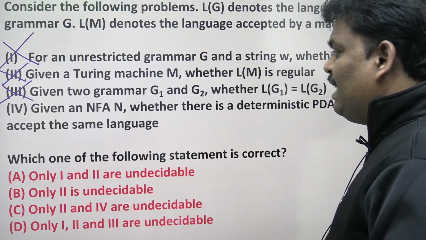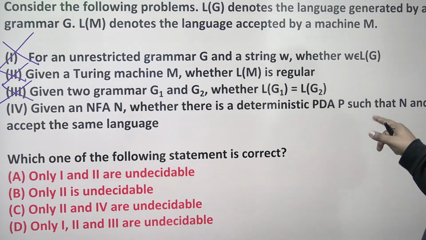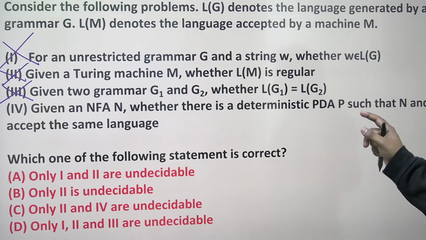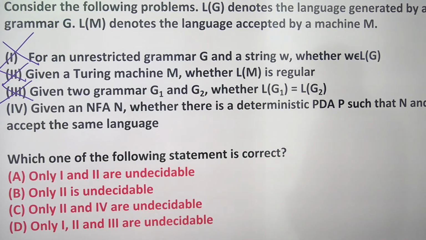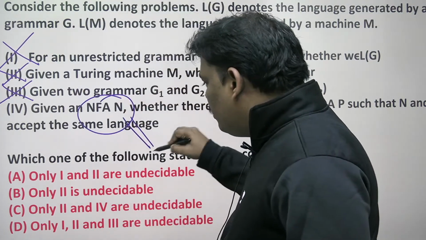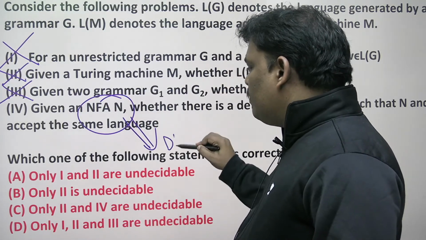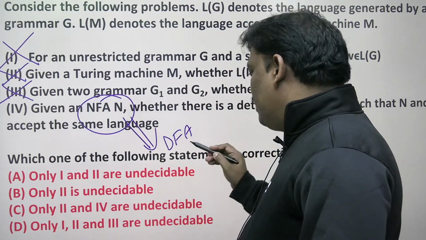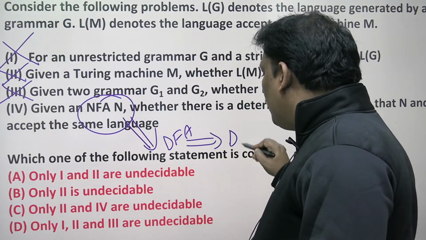Go to 4. Given an NFA N, whether there is a deterministic PDA P such that N and P accept the same language. It is a very tricky one. The fourth point is very tricky. Can you read it once? Given an NFA N, whether there is a deterministic PDA P such that N and P accept the same language. Everyone knows NFA means for every NFA, a DFA is there. A DFA is there means a DPDA also is there.